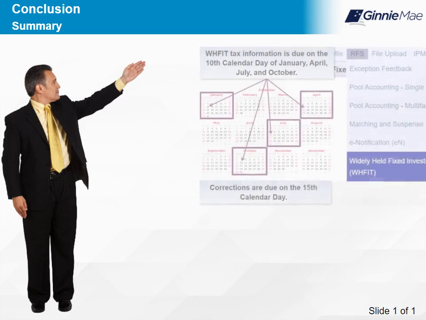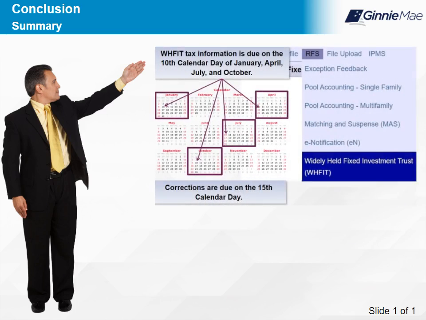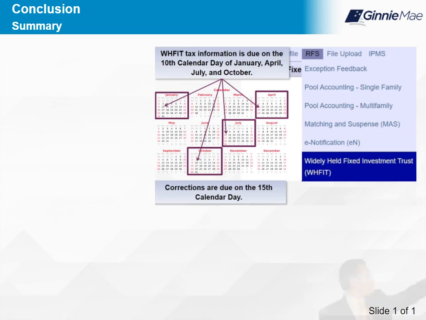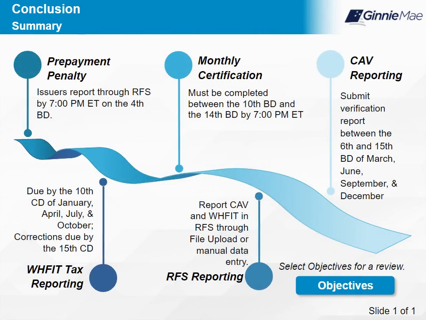Finally, you learn that WHFIT tax reporting has a standard file layout to meet IRS requirements. Issuers can access WHFIT in RFS and use the file upload functionality to submit their tax file or manually report the monthly pool tax information by accessing the monthly reporting data entry screen. Select Objectives for a review of what you have learned. You may use the Exit button to leave the presentation at this time.